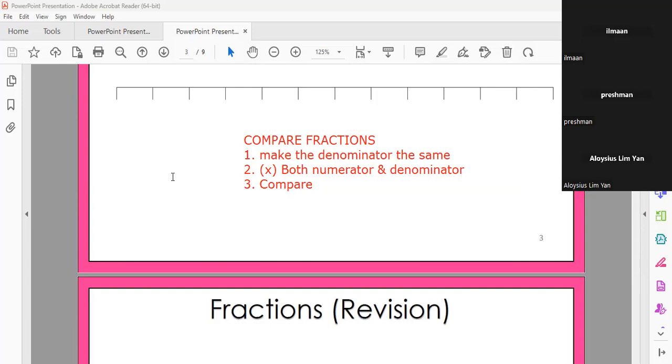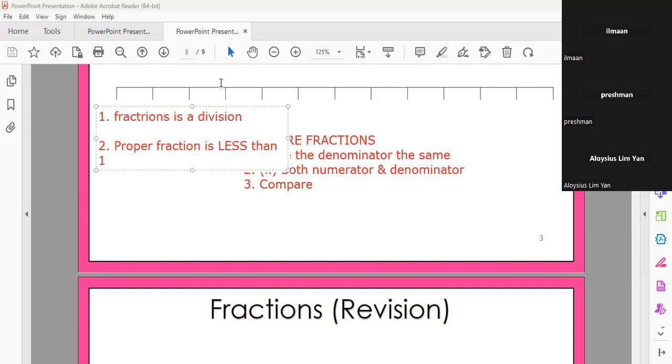Okay, a quick recap of what we have learned today. I'm going to literally write it out. Fact number 1: a fraction is a division. Got it? Fact number 2: a proper fraction is less than 1. That's important.